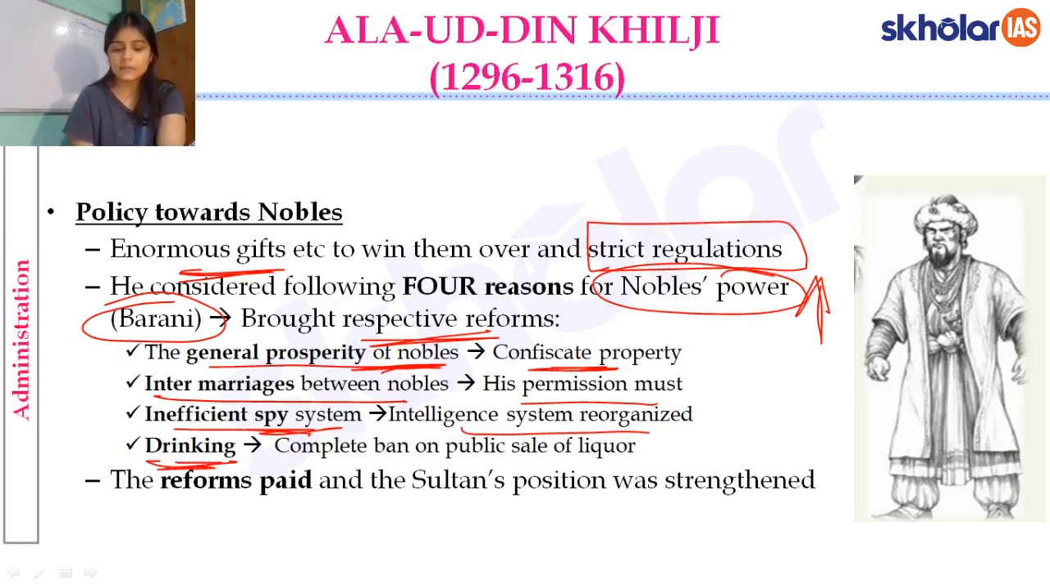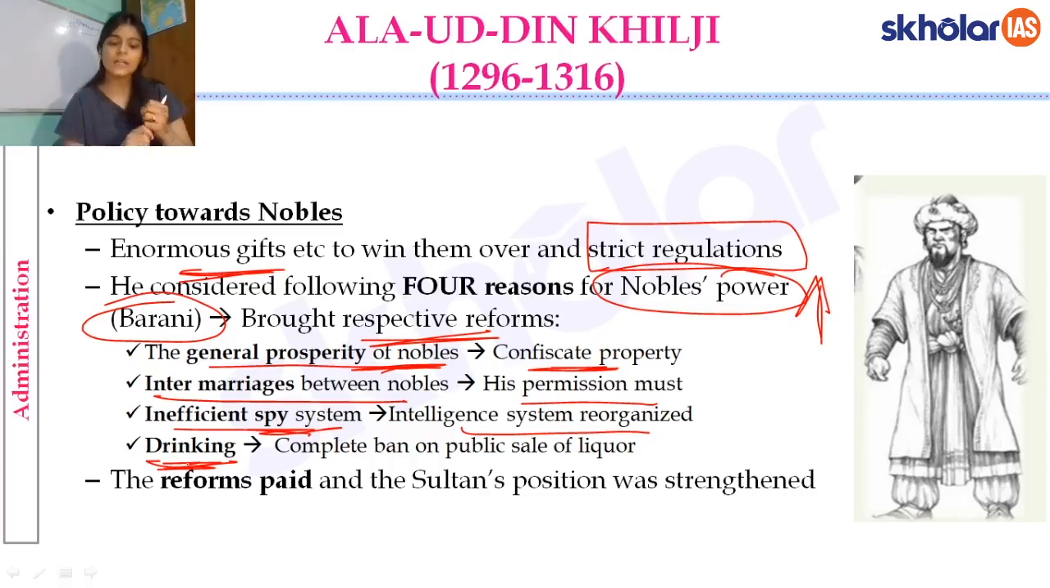And lastly, about the drinking, he said, let's put a complete ban on the public sale of liquor. Nobody can buy, nobody can sell liquor, and when liquor cannot be sold, then nobles cannot use liquor as a rewarding mechanism to employ people to work for them and hence work against the Sultan.